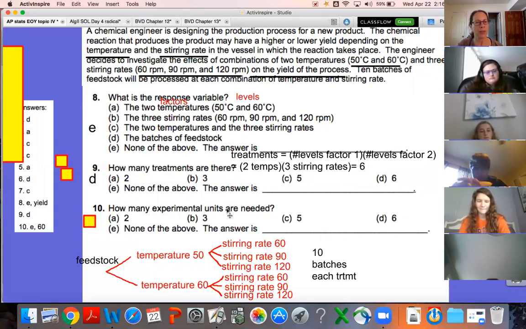How many experimental units are needed if you need 10 batches for each treatment? Well, there's a treatment there: temperature of 50, stir rate of 60, temperature of 50, stir rate of 90, temperature of 50, stir rate of 120. And then you have to do the same for the 60 temperature. So there's going to be 6 different treatments, and you have to put 10 batches in each. So you actually need 60. You need 60 batches.